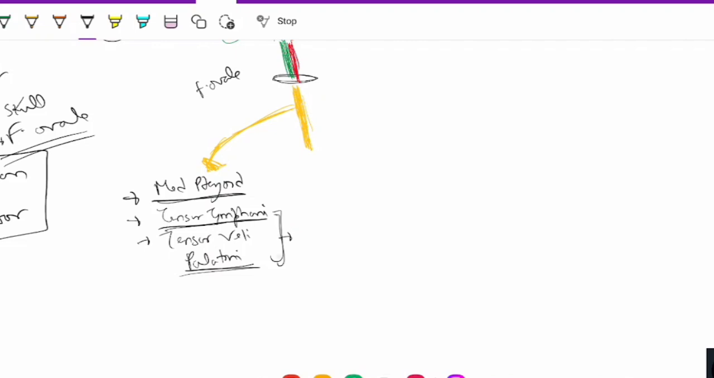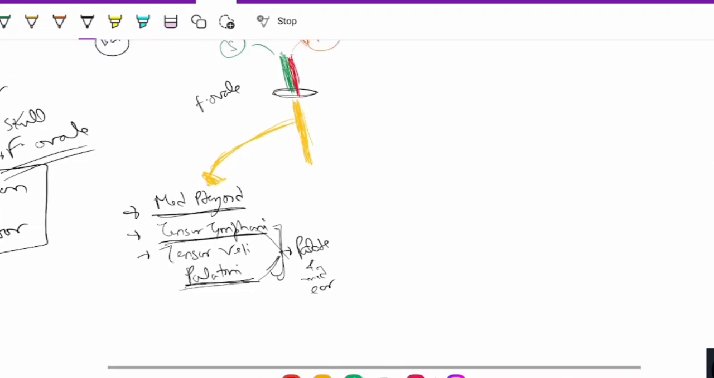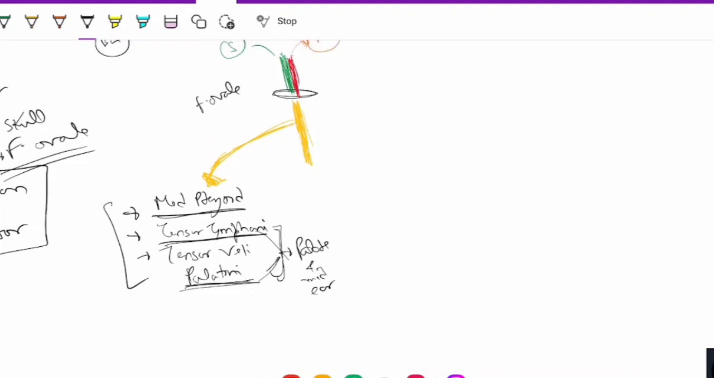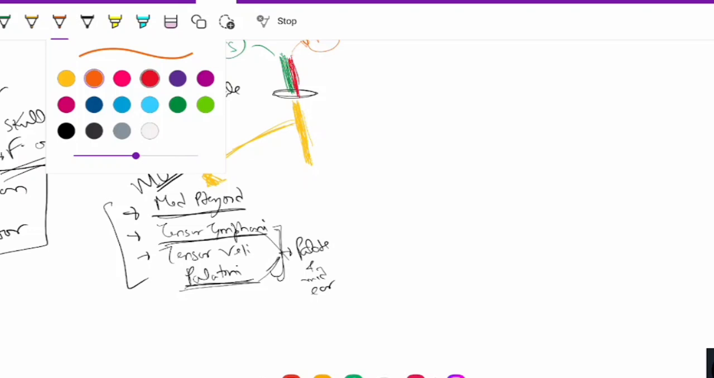These two are related to the palate and middle ear. So, palatini is related to the palate, tympani is related to the middle ear. How they are related, we are still going to study properly. But as of now, just remember these three muscles for motor function. I'm going to make it more specific right now.